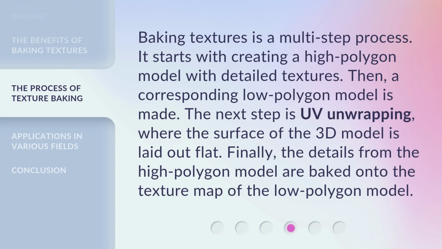Baking textures is a multi-step process. It starts with creating a high-polygon model with detailed textures. Then, a corresponding low-polygon model is made. The next step is UV unwrapping, where the surface of the 3D model is laid out flat. Finally, the details from the high-polygon model are baked onto the texture map of the low-polygon model.